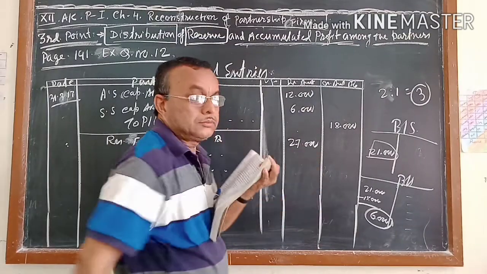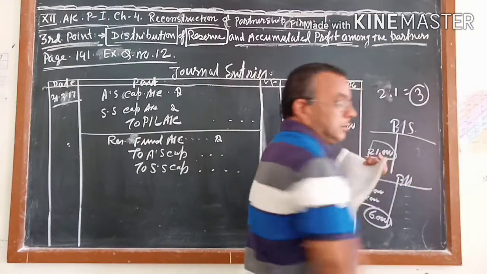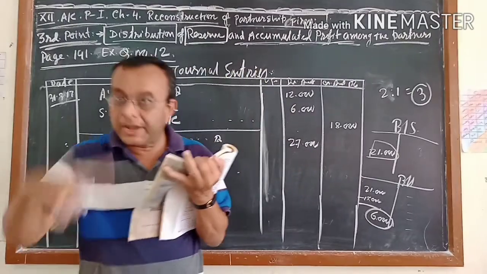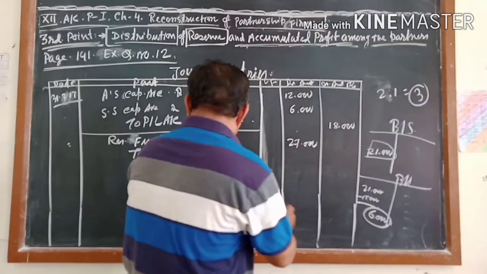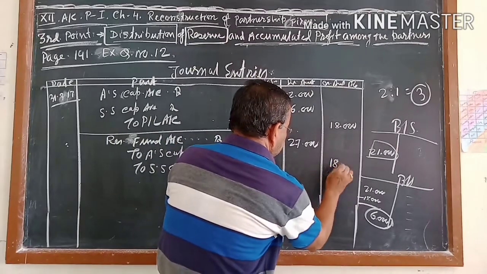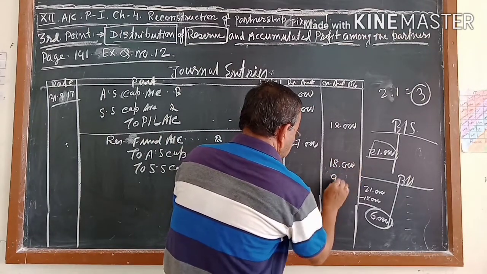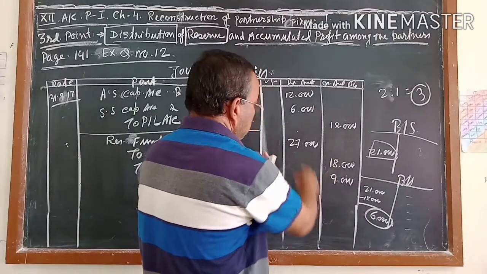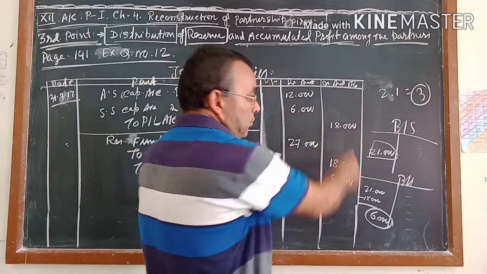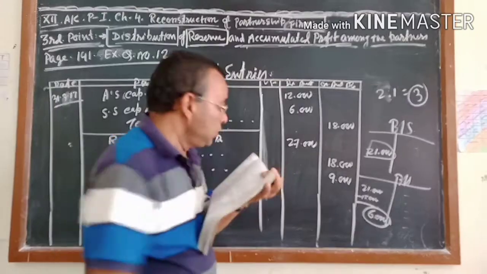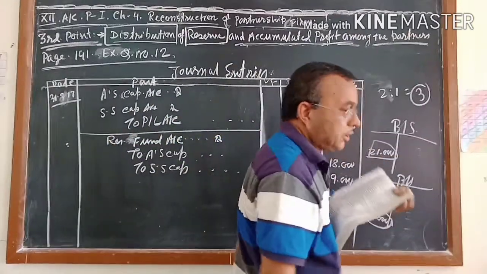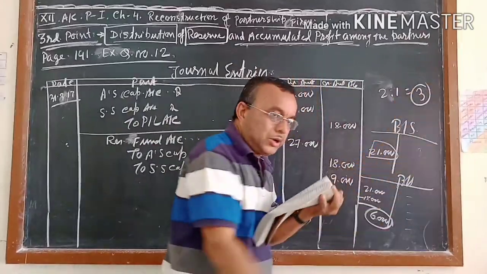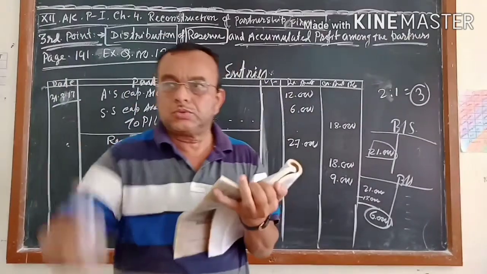Again, 27 divided by 3. How much? 9. 9 into 2, which is coming 18. 9 into 1, which is coming 9. 18 plus 9 is equal to 27. 12 plus 6 is equal to 18. What you are going to do? 27, taking calculator, divided by 3. Then what you are getting? Multiply by 2. 1 minute wasted.